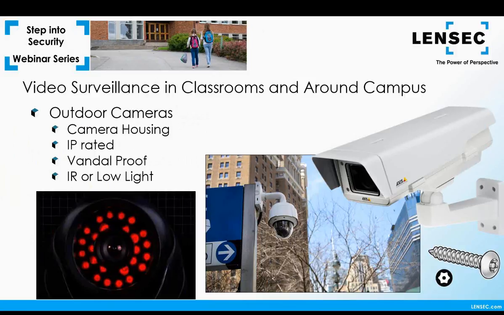Vandal-proof cameras vary widely. Some may only have tamper-proof screws, such as the ones you see in the picture here. Some vandal-proof cameras are built with more durable materials designed to withstand damage and abuse. Cameras with built-in infrared illuminators can be very useful for areas with little to no external lighting. These are designed to illuminate an area and improve nighttime visibility for the camera.